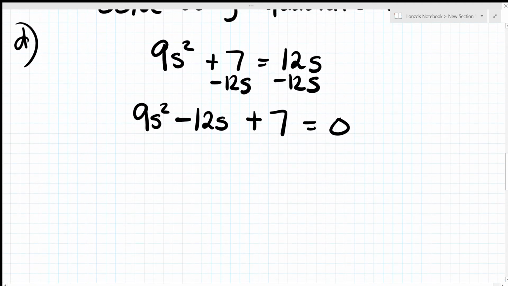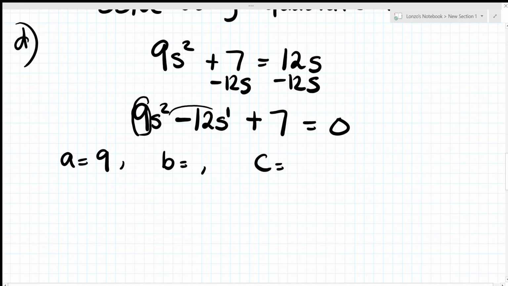Now I can use the quadratic formula. So I've got to figure out what's my a, what's my b, and what's my c. Your a is the coefficient of the highest degree. Our highest degree is the square, so our coefficient is just 9. What about my second highest degree, which would be s, because this has a 1, but it's not the 1 we're looking for, it's the coefficient, so we're left with negative 12.